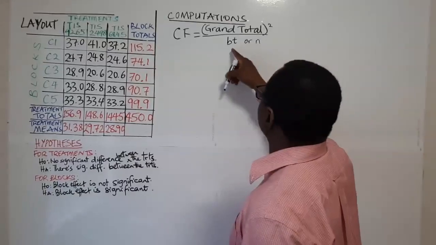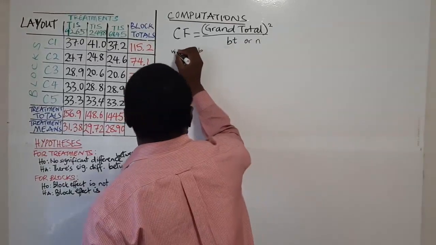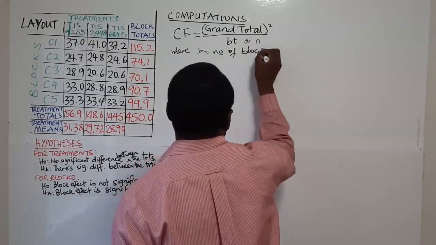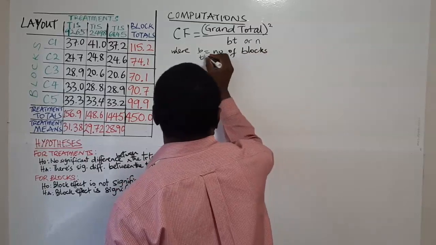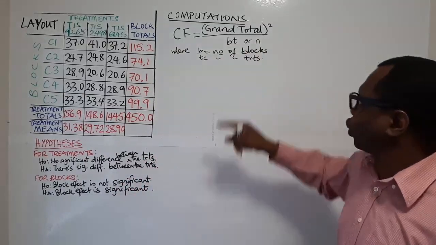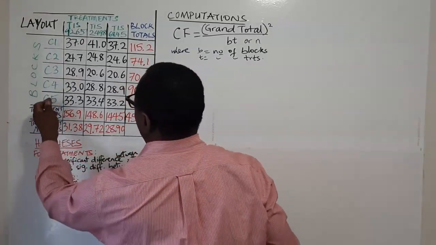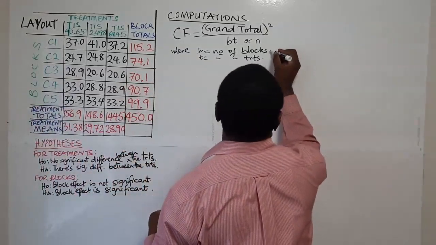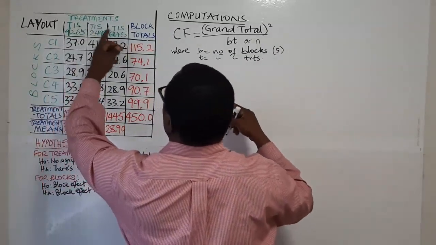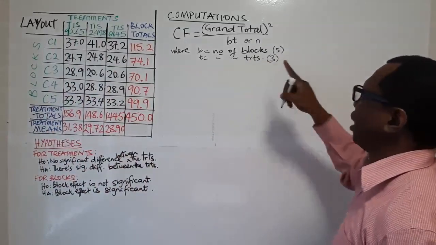So why BT? B stands for the number of blocks in the design, and T, as usual, is the number of treatments. How many blocks do we have in this exercise? C1, C2, up to C5. So we have 5; our B is 5. And what of our T? The varieties are there. We have 3. So in this exercise, our T is 3.